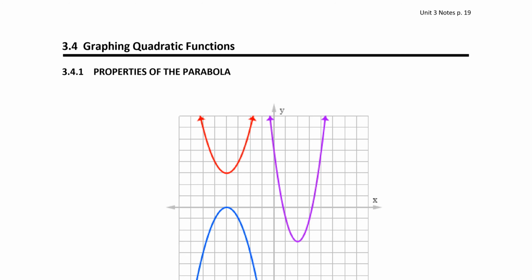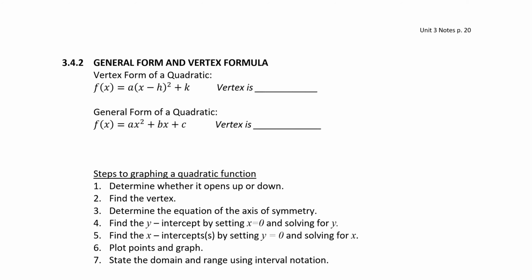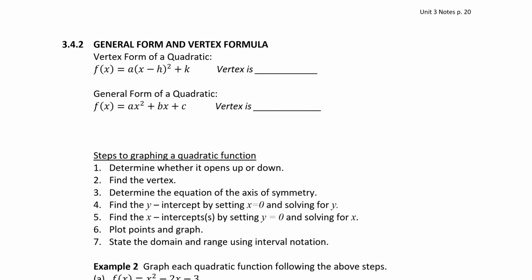In section 3.4, we will learn a new approach to graphing quadratic functions. At this point, we know how to graph a quadratic function using transformations, but in some cases that is not always convenient. Let me scroll down to page 2 of our notes and show you the two forms that we're going to consider in this section.